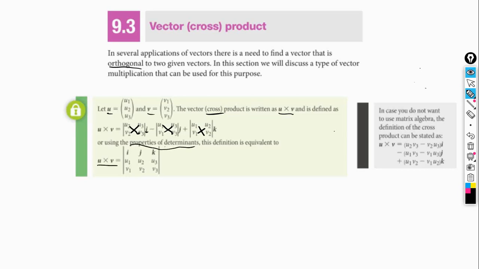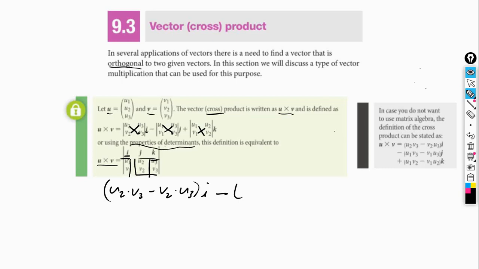Now, what does this mean? U times V. What you do is this. You cross multiply the components that are not in the same column as i. So it would be u2 times v3 minus v2 times u3, and the result of this times i. Then for j, we go minus, and we do the same thing, but with the components that are not in the same column as j.